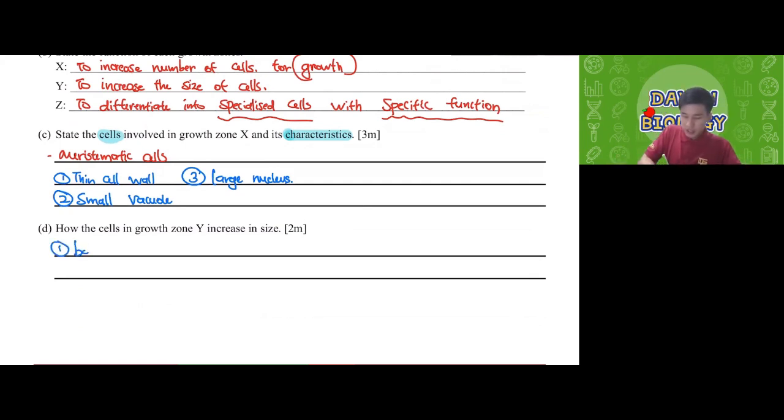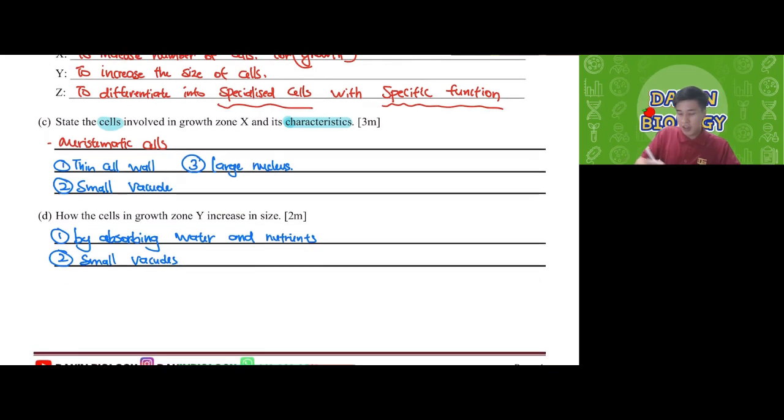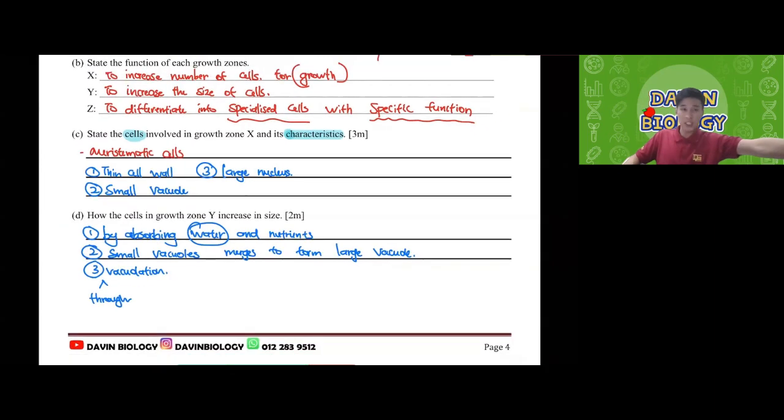How the cells increase in size is by absorbing water and nutrients. Then the small vacuoles, so in the beginning there are many small vacuoles, not just one. The small vacuoles merge to form a large vacuole. You can say by osmosis also, because it is absorbing water. And then we name this process. Small vacuoles become a large vacuole. The process, remember, is called vacuolation. So that is what we explained.